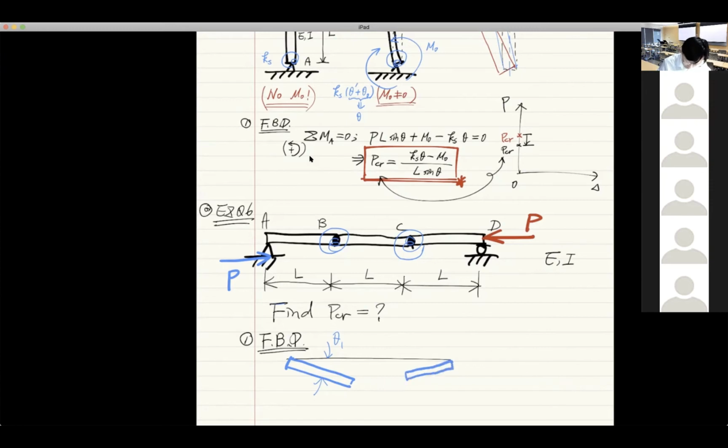Of course, I did not make them identical, so they should be the same only if I make them identical. But the length should be L. And this angle here, we're going to call it θ2, because we're not sure that this angle θ2 will be identical to the other angle θ1. In our formulation, we will not assume that these two will be the same. So that's why we formulate this way.